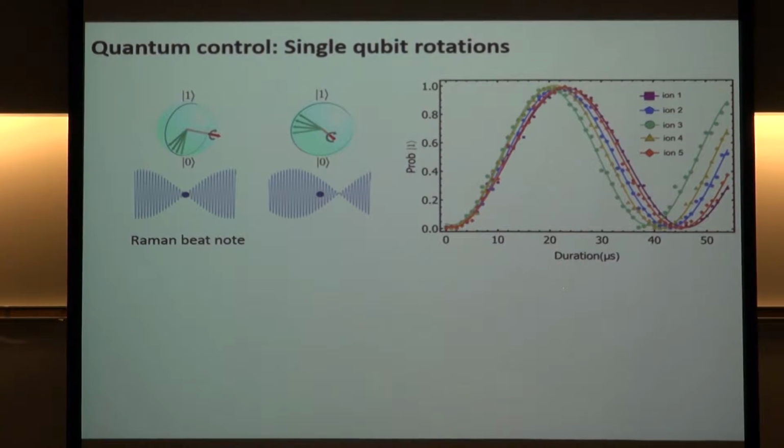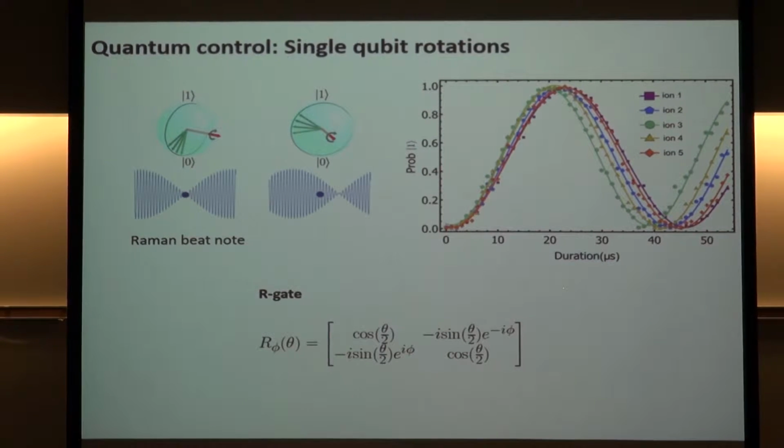And here you can see an example for all 5 ions. So we're going from state 0 to state 1 around an axis on the equator of the Bloch sphere, and this is what we call an R gate. So this has two parameters. One is theta, which is the pulse area, if you like, and phi, which is the phase of the beat note that we can also control.